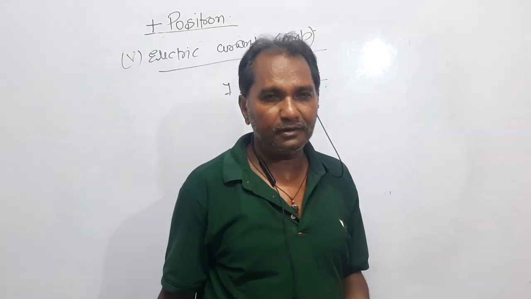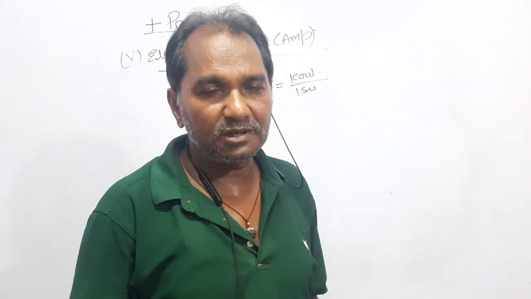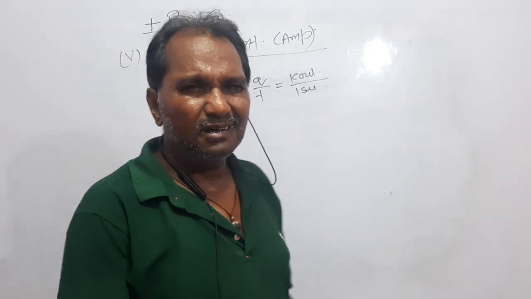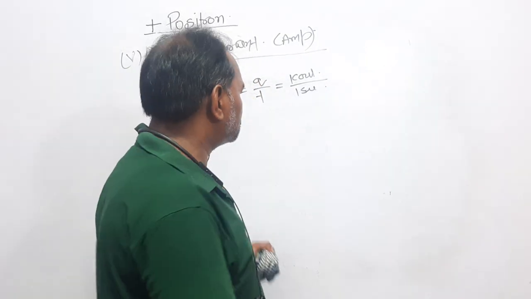Right? How will you define the 1 ampere? If 1 coulomb of charge passes in 1 second from a point, then the current flowing would be 1 ampere. But this is not the standard definition. The standard definition is what?